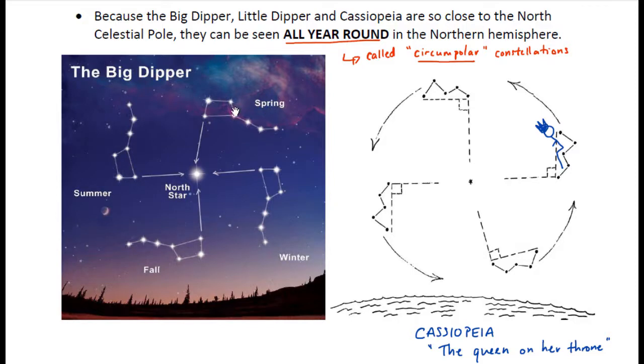So in the spring, summer, fall, and winter, you would find the Big Dipper in slightly different positions. Same thing with Cassiopeia. She's always pointing towards the North Star, and she moves around. There's the queen I've drawn for you on her throne. Because these guys are always around that pole, we call them circumpolar. Circum just means around. So around the pole constellations.